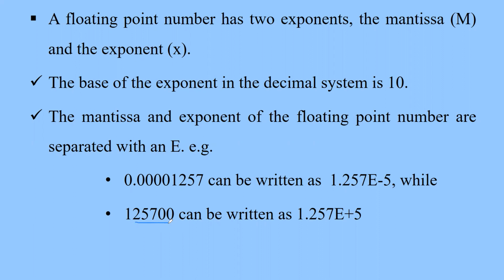And therefore, you can write this number as 1.257 raised to power what? Raised to power 1, 2, 3, 4, 5. So write it as 1.257 e for exponent plus 5. Plus 5. This other one was negative 5. So this is positive 5.